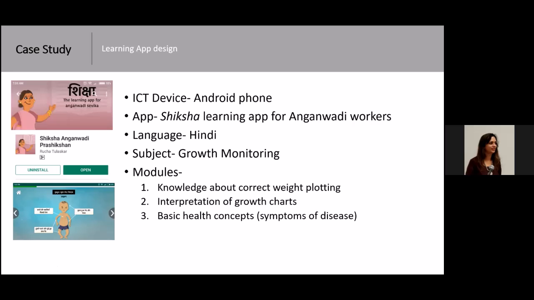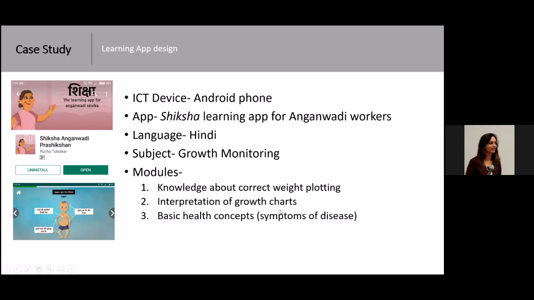They also note down the weight of the child, and monitor the child's growth using the weight. Because it's an important subject for them, I chose this subject. And there were 3 modules which I introduced in the app. The first one was knowledge about correct weight plotting, how to correctly plot a weight, then how to interpret that weight on a growth chart.